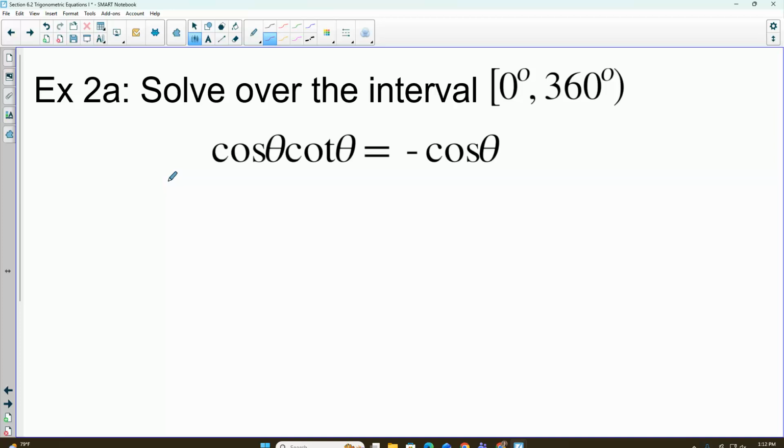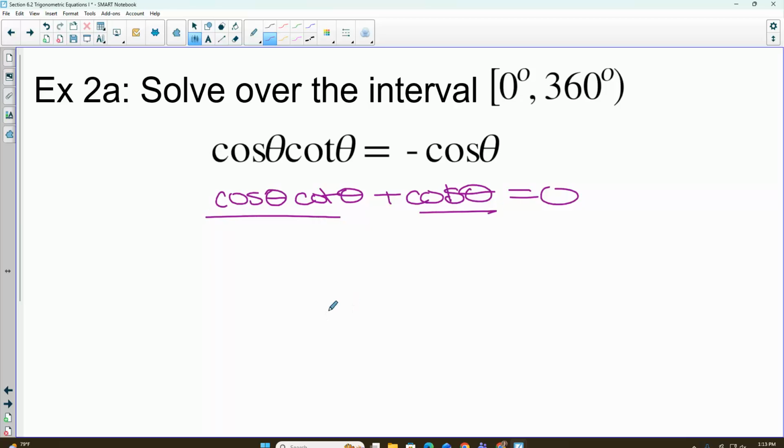Divide by x. Can we divide by it though? Because what if it's 0, right? We can't divide by it, but we would bring it over, and then what could you do? Factor out. That's what we're going to do here. We can't divide by a trig function because it's possible that cosine is 0. But I can bring them to the same side.